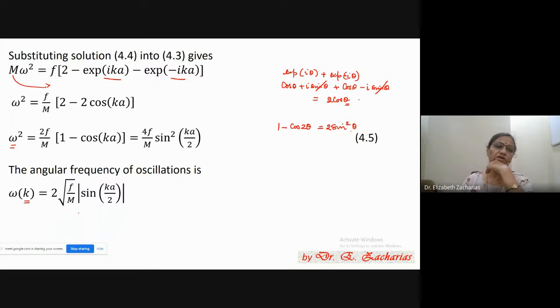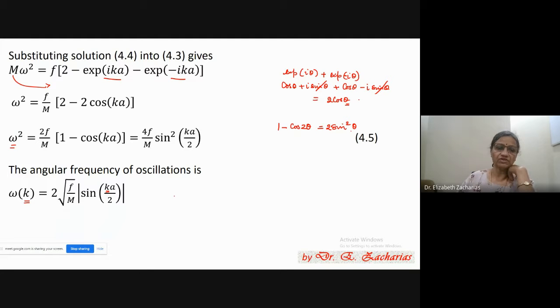You know what is k? k is your wave vector, 2 pi by lambda. So omega is a function of k. How did I get this? I'm getting this because I'm finding that k is the only variable that I'm seeing. f is a property of the bond or the spring. m is mass of the atom. a is the bond length. Therefore, k is the only variable. So omega is a function of k.